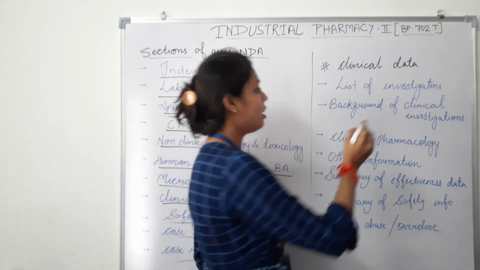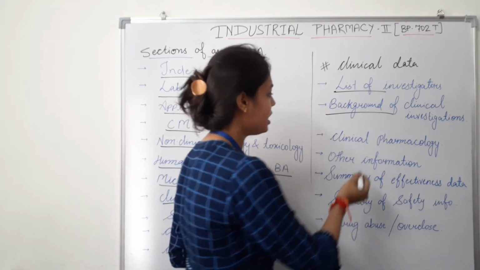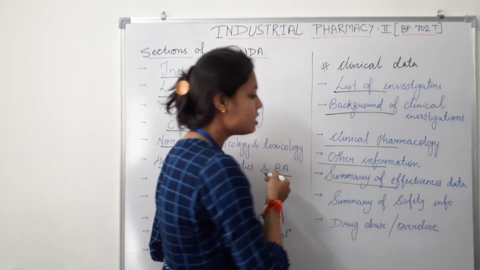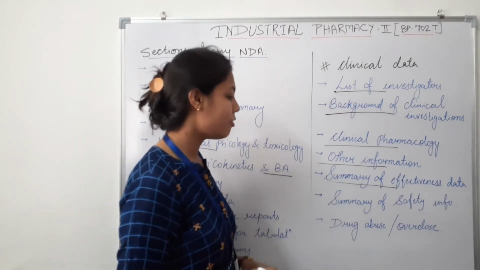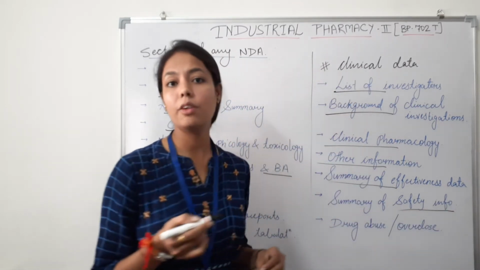So we have talked about the list of investigators, background of the clinical investigation, clinical pharmacology, other information, and summary of the effectiveness data. After the summary of effectiveness data comes the summary of safety information.